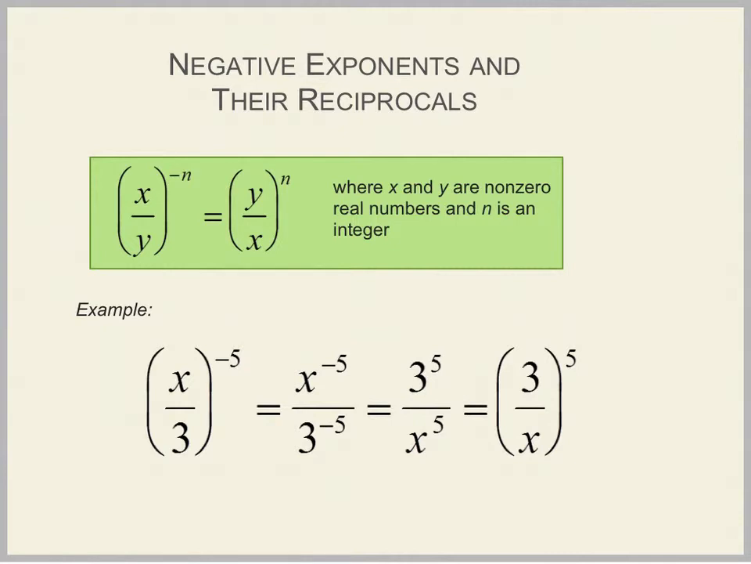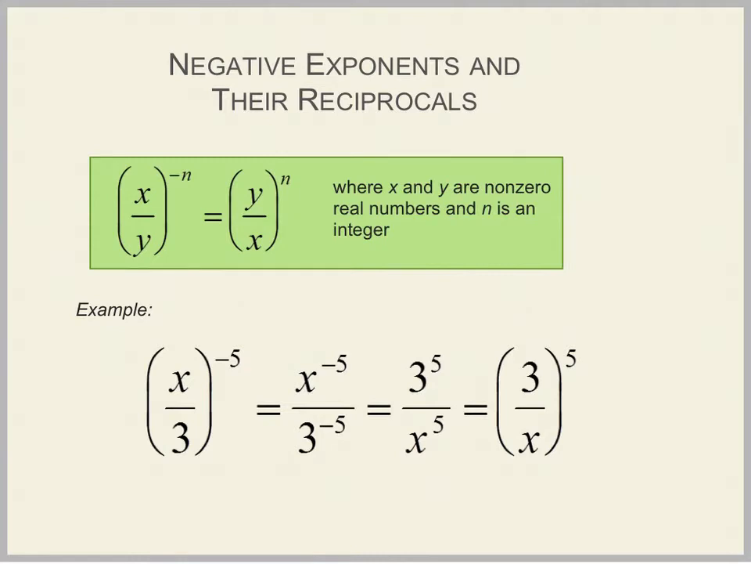If we have some sort of fraction, x over y, all being raised to a negative power, we can look at that as the reciprocal, y over x, raised to the positive power. This is explained in a little more detail.